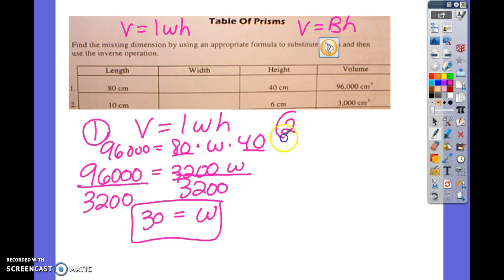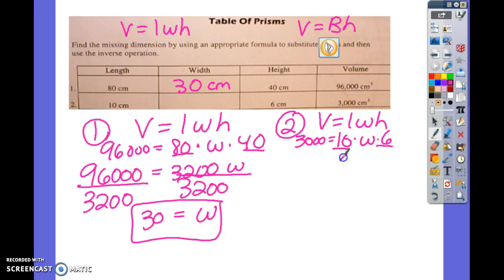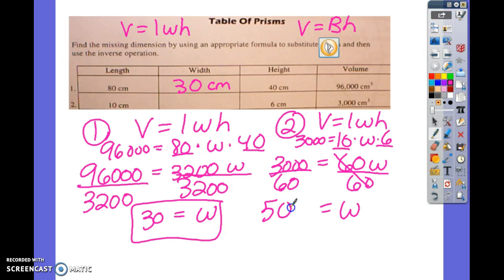Let's look at number 2. Write the formula first. This is going to be 30 centimeters. On number 2, we know that the length is 10. We do not know the width, and the height is 6. And our volume is 3,000. So we're going to need to multiply our 10 and our 6, and we're going to get 60W equal to 3,000. To isolate our variable, we must divide both sides by 60. So we're going to get W is equal to 50, and our label is going to be 50 centimeters.